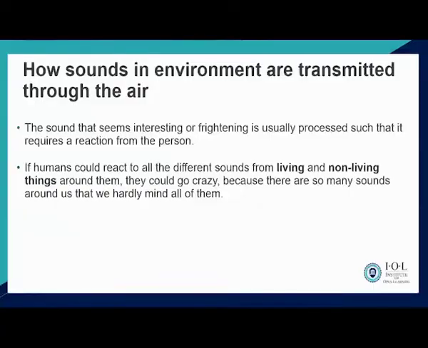So these are just some of the ways of how sounds are transmitted through the air, and it's much easier at night when it's quieter and when you have cool air, because sound energy travels much faster when it's cool or at night.